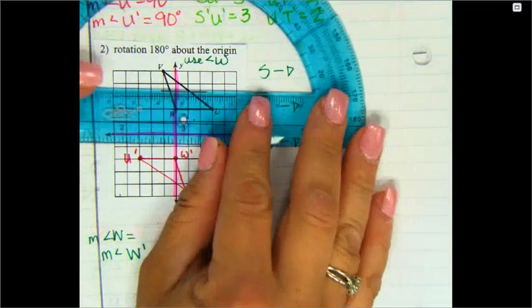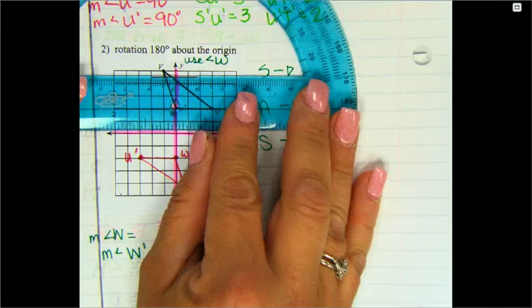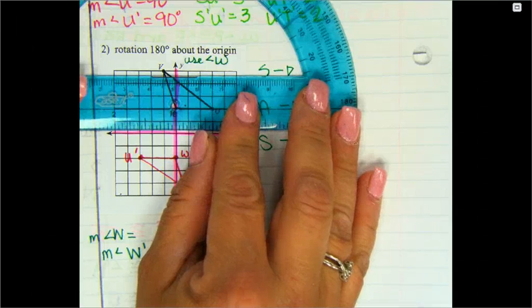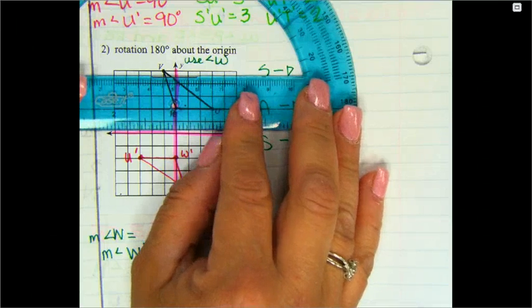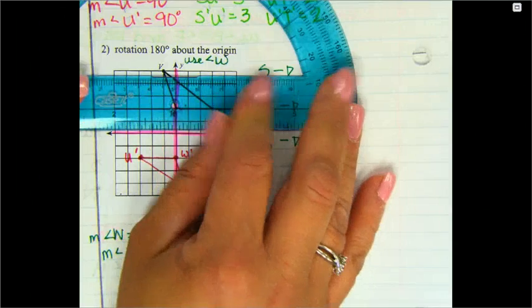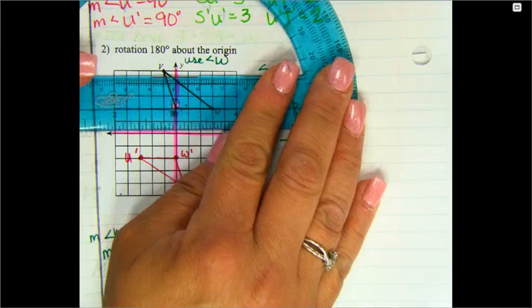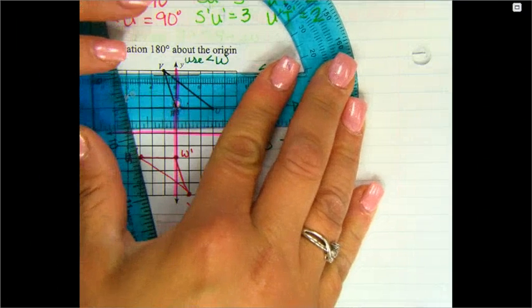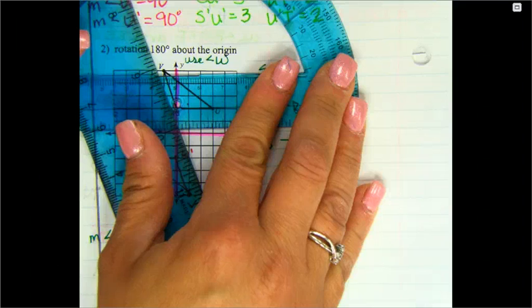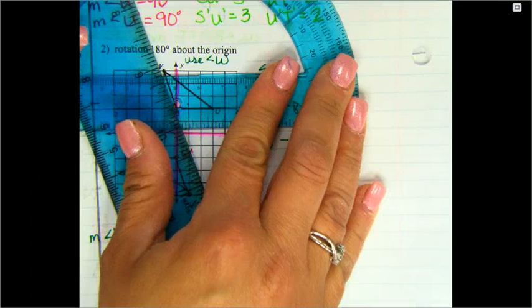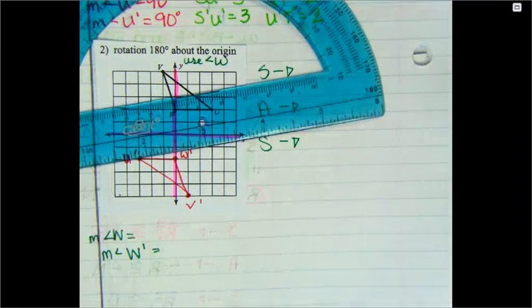All right, measure angle W. When I measure angle W, but there will be translations. What did you get for angle W? 110? Oops, if I can hold my protractor straight. 110? That looks right. Good job.